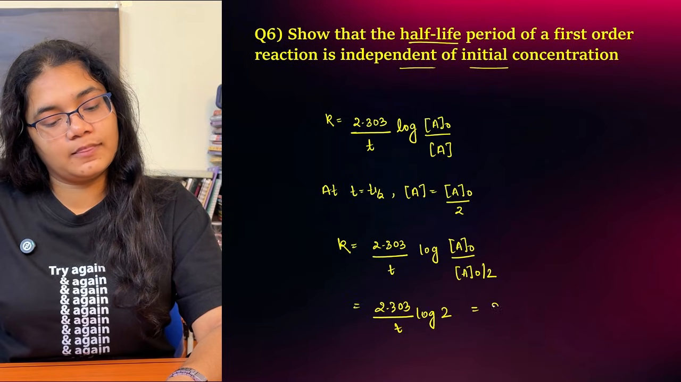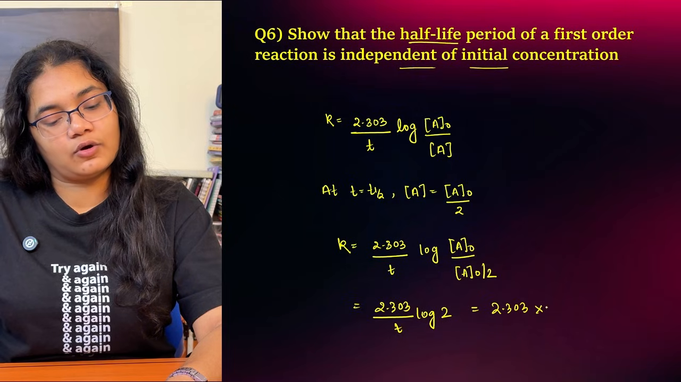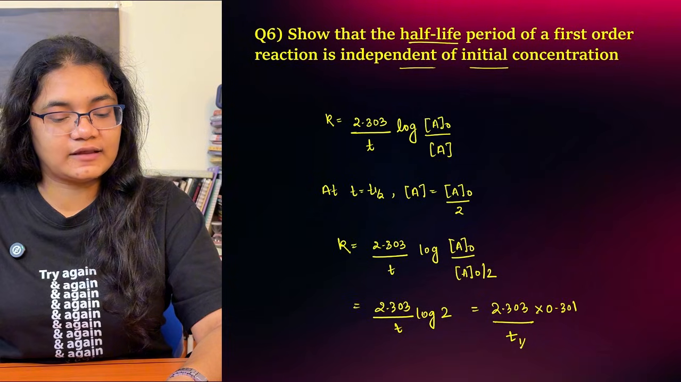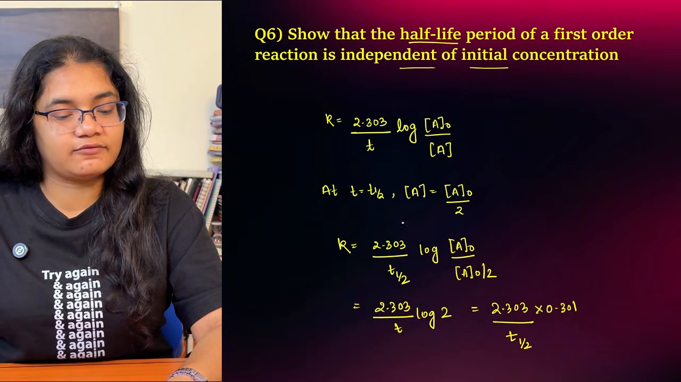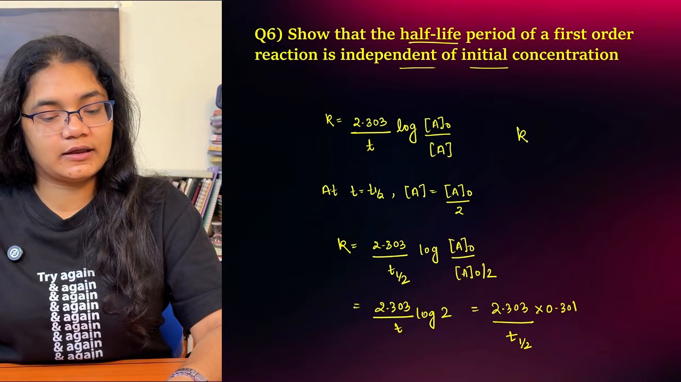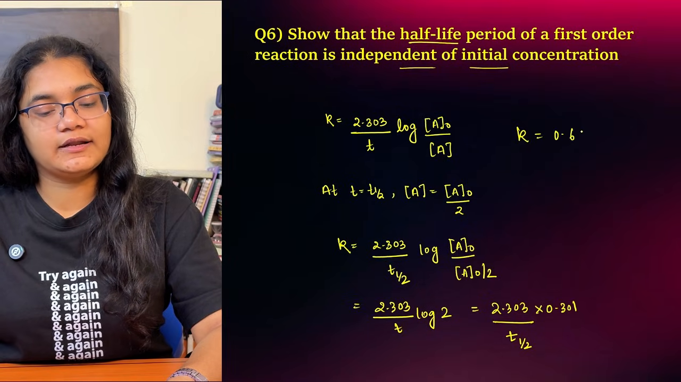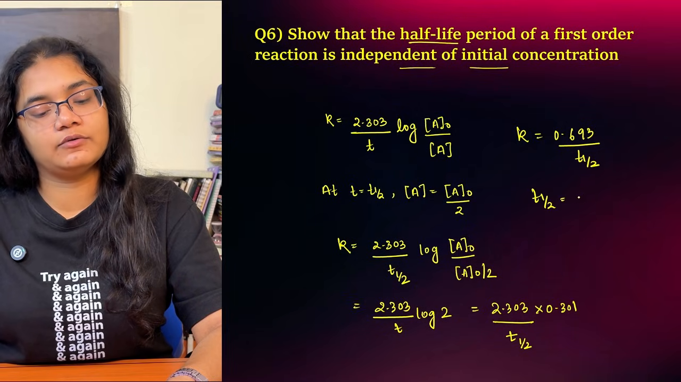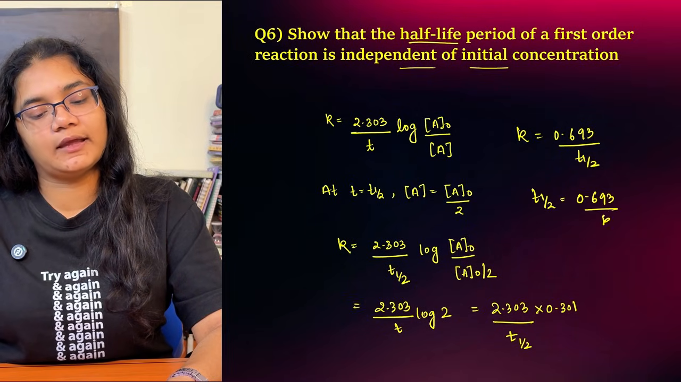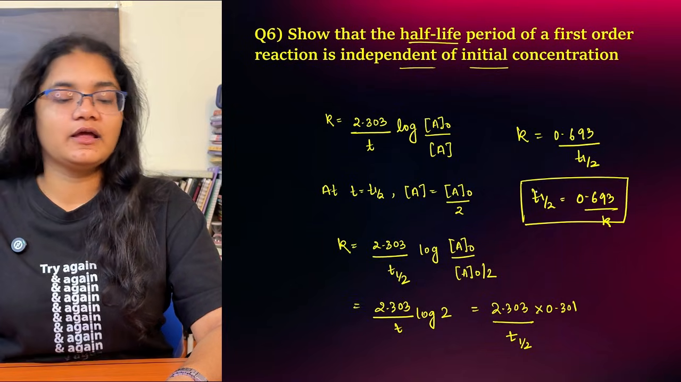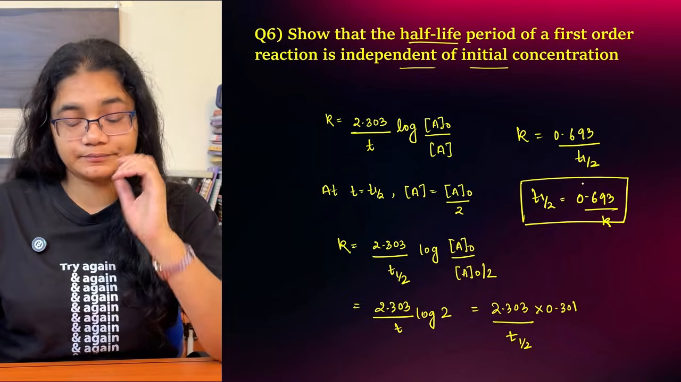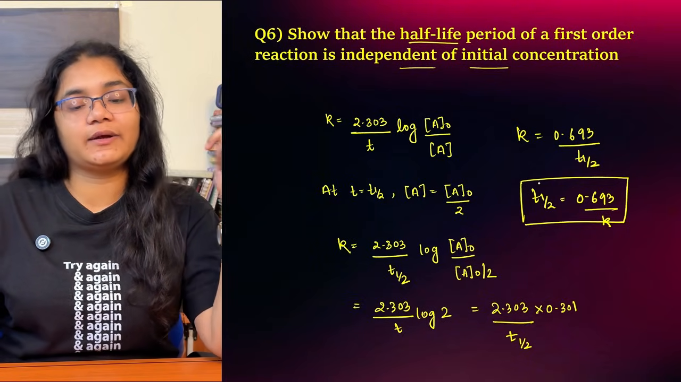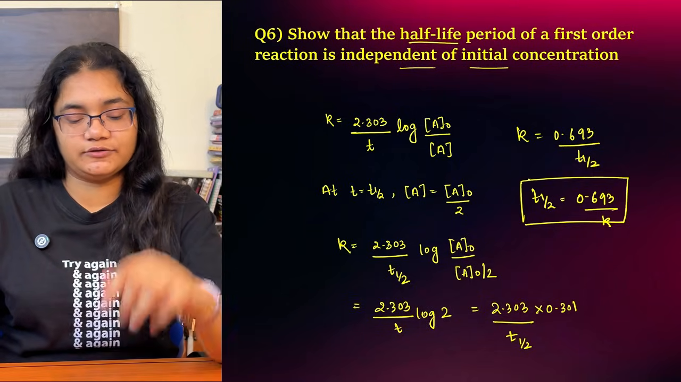That is equal to 2.303 log 2, which is 0.301, by t, and you will get this. I'm substituting t as t half, because this is half-life. So now if I multiply this, I'll get 0.693 by t half, or I can write t half is equal to 0.693 by k. This is the final equation that I will get. Now in this final equation, you will see that there is no A value in it, so that is why it is independent of the initial concentration.